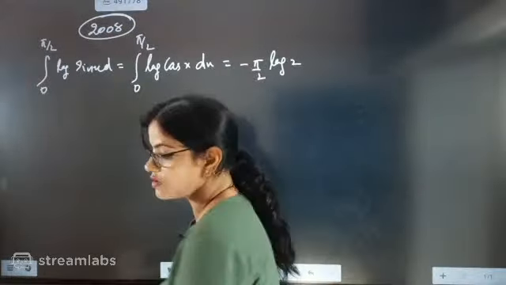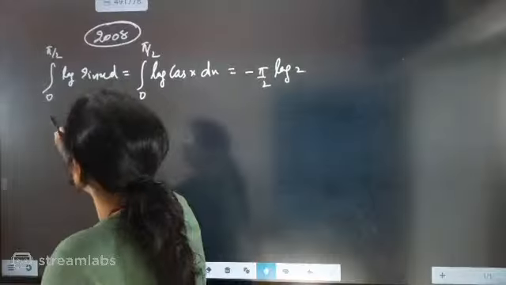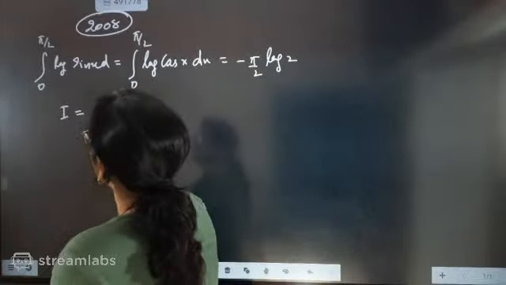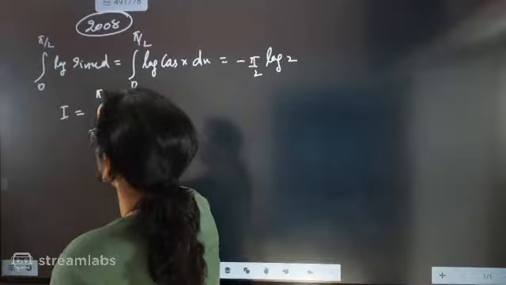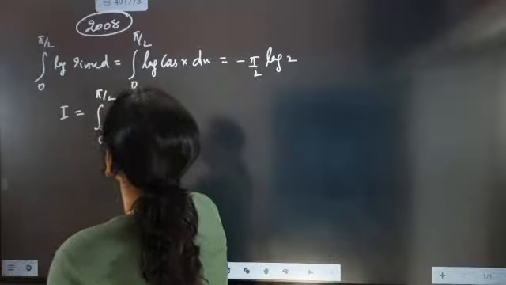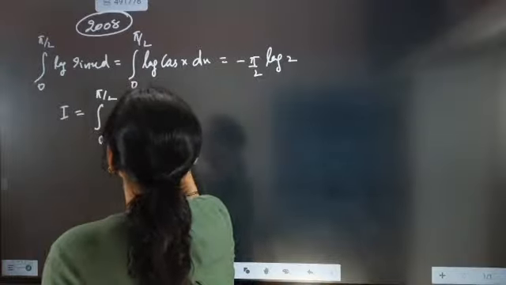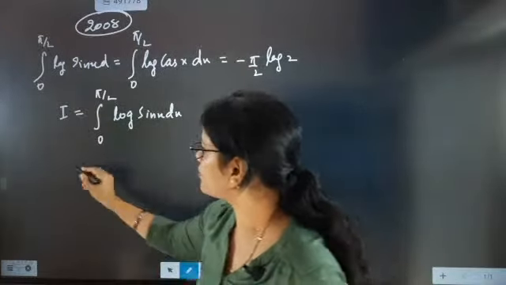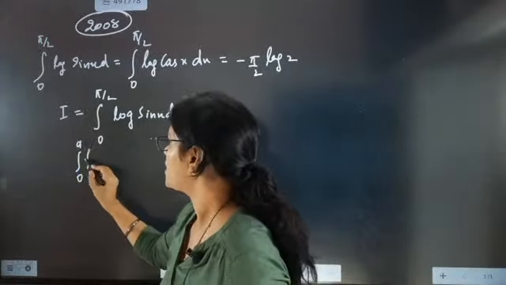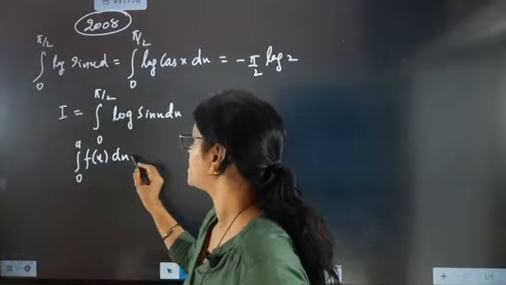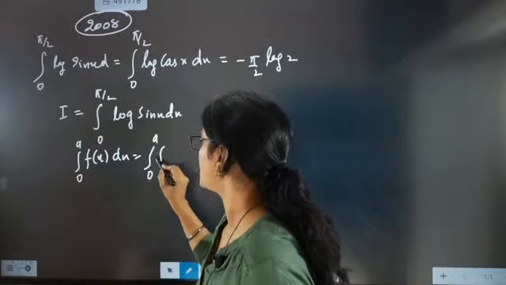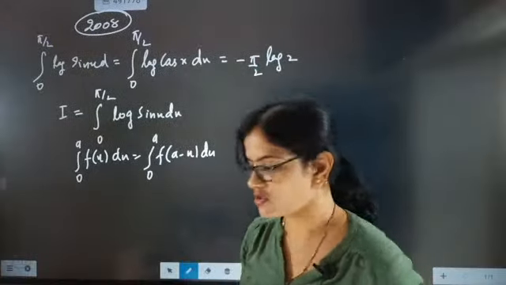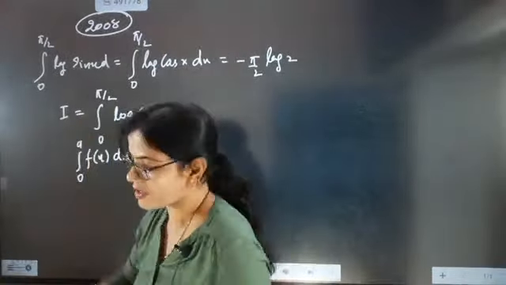So how to solve this question? First take this one as I equal to the integral from 0 to pi by 2 of log of sin x dx. So the I part you have taken. Now the first thing is that I am going to apply one property, that is the integral from 0 to a of f of x dx is nothing but the integral from 0 to a of f of a minus x dx, because here the itself or something is not going to work. Minus 0 to pi by 2 is there.